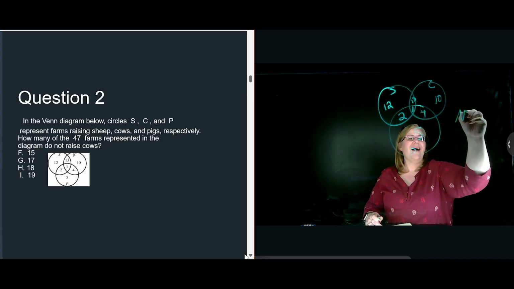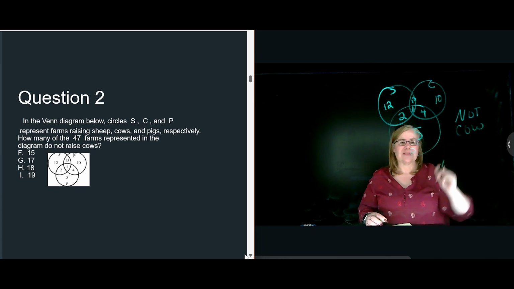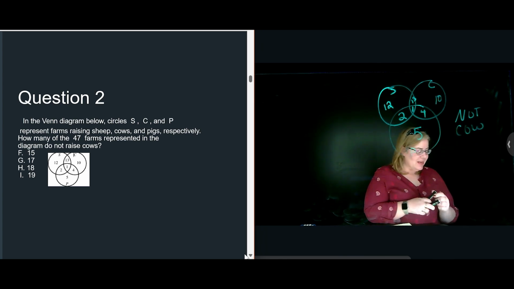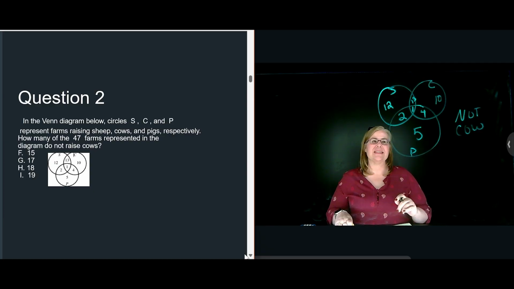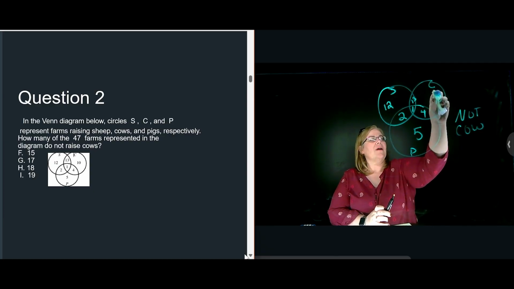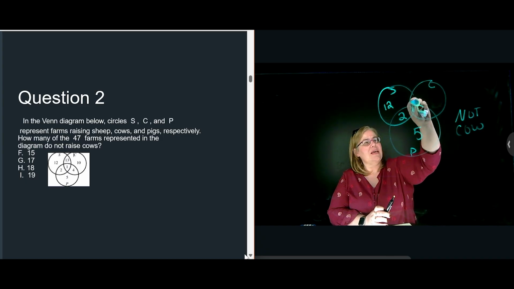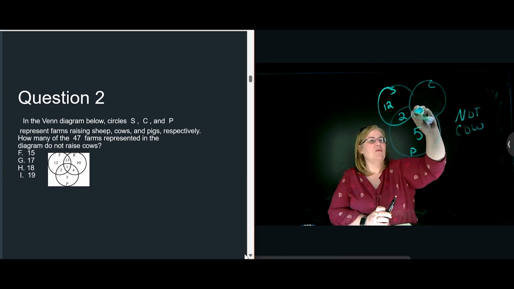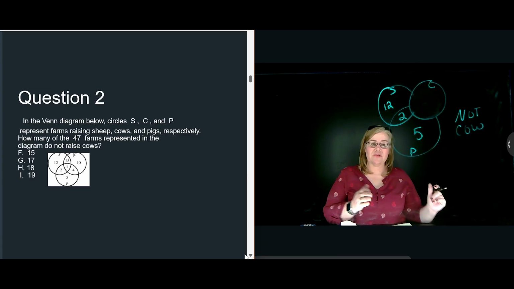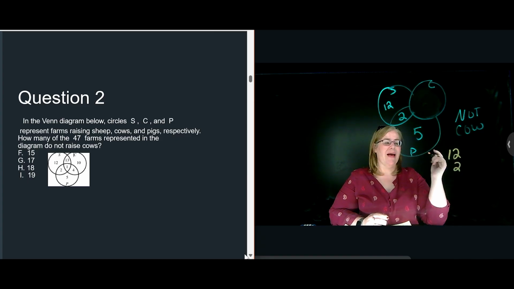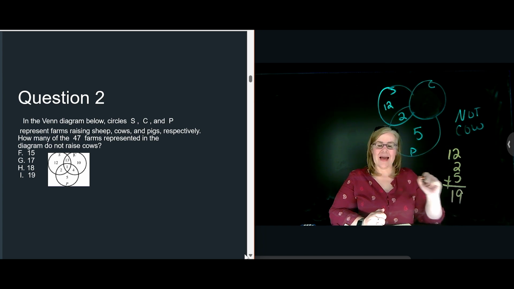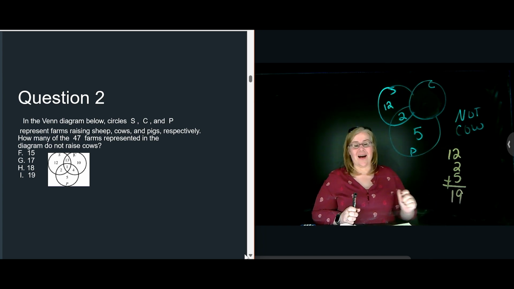Now, I do not want to raise cows in this problem. So for me not to raise cows, I am going to mark out everything that has to do with cows. So let's look. We're marking out the 10, we're marking out the 13, we're marking out the 1, and we're marking out the 4. Everything that has to deal with a cow. So how many farms do I have left? I have 12 that just do sheep. I have 2 that do sheep and pigs, and then I have 5 that do just pigs. So when I add them together, I get 19. My answer is I. Good job.